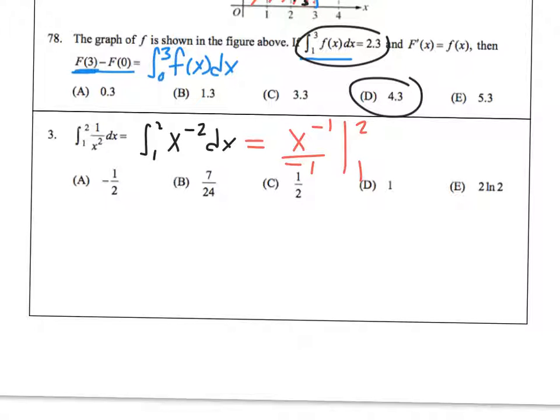So that's really negative 1 over x. So negative 1 over 2 minus negative 1 over 1. That would be negative a half, minus minus is plus, which equals just a half.